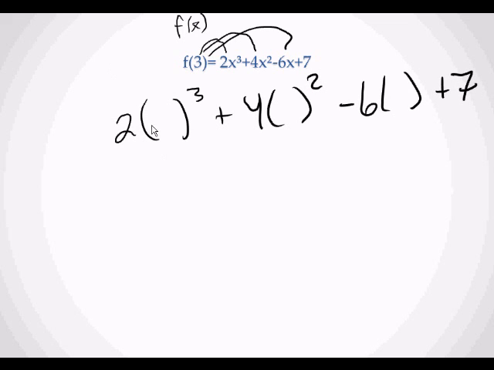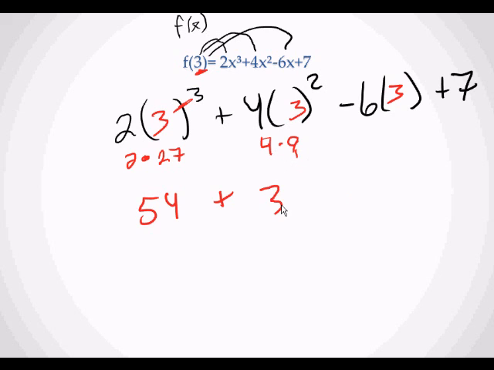2 times x to the third plus 4 times x squared minus 6 times x plus 7. And we're going to put 3. This is the 3 that goes into the x. We're just going to do the math using the order of operations correctly. 3 to the third power. 3 times 3 is 9, times 3 is 27, so this is 2 times 27, which is 54. 3 squared, 3 times 3 is 9, so this is 4 times 9, which is 36.